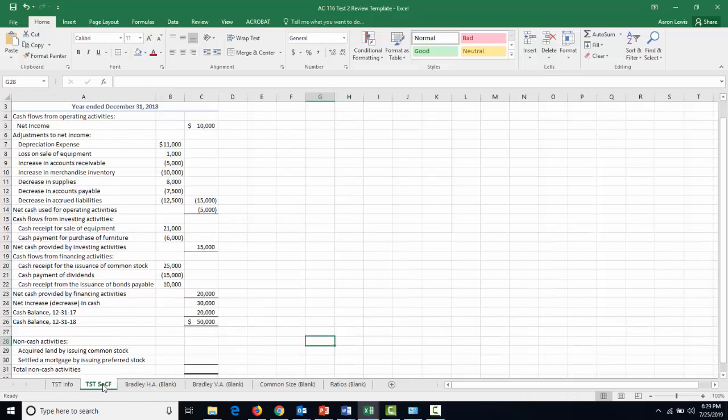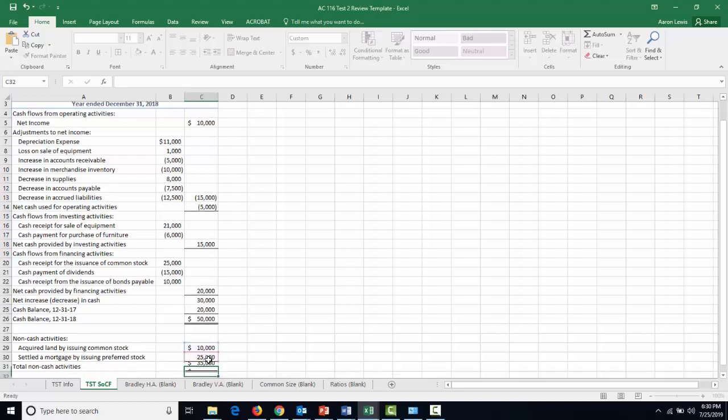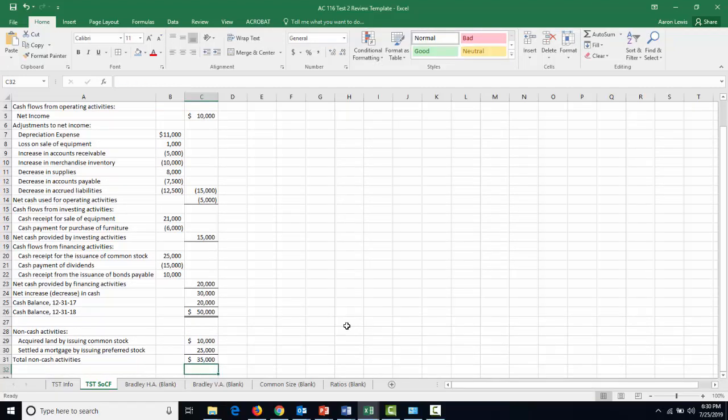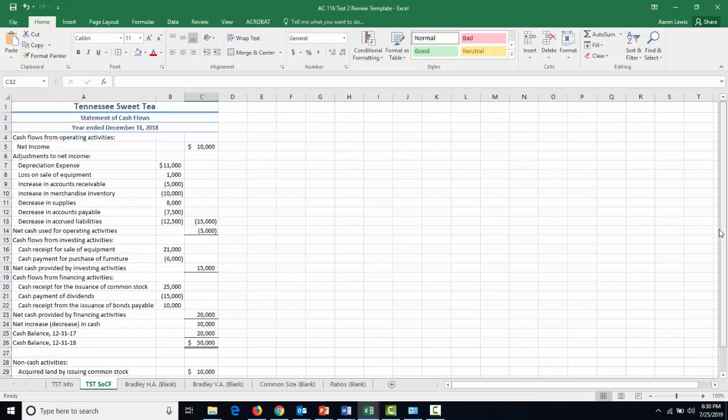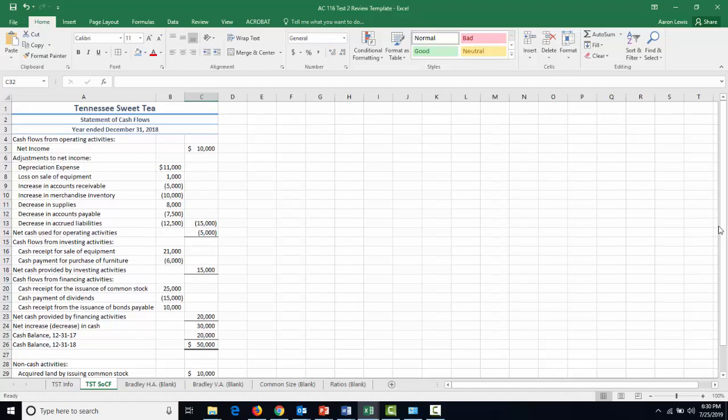No one has ever properly explained to me why this is, but for the non-cash section, they're typically only going to go into the right-hand column. Again, it's formatting. I'm not going to take off points if you subtotal like the others, but it's not the way it's typically presented. I wish I could give you a better reason. I simply don't know why it became standard to be that way, but that's the way that it is. Which means that our total non-cash activities are $35,000. And with that, we are done with Tennessee Sweet Tea Statement of Cash Flows for the year ended December 31st, 2018. It's half of your test.